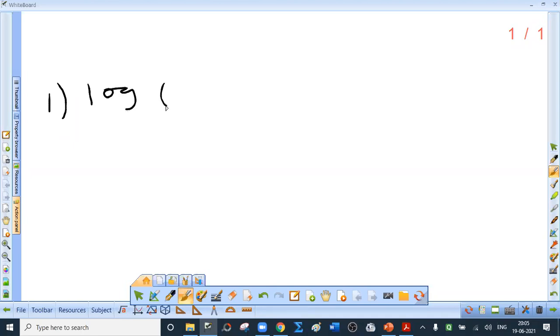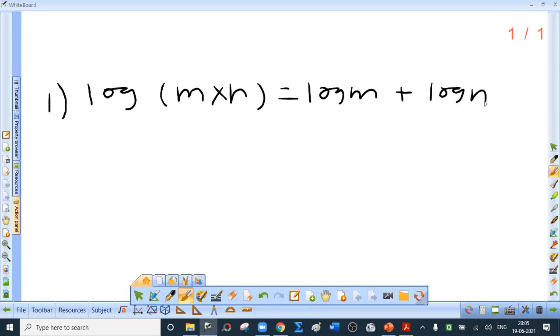The first rule is log of m into n. It is log m plus log n. See how multiplication is converted into addition. Remember, I have not mentioned the base. It does not mean that it is a baseless logarithm. Whatever is the base on the left hand side, the same will be the base on the right hand side. And as we have decided that we will be considering the base of logarithm as 10, that is why I have not mentioned that.